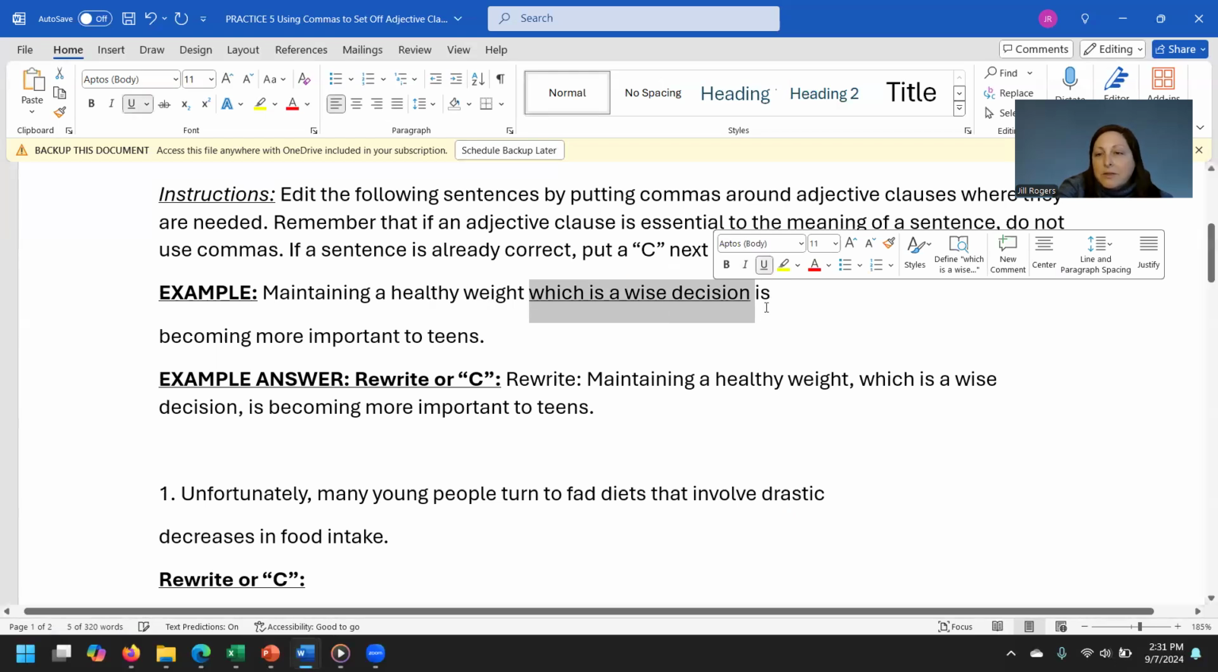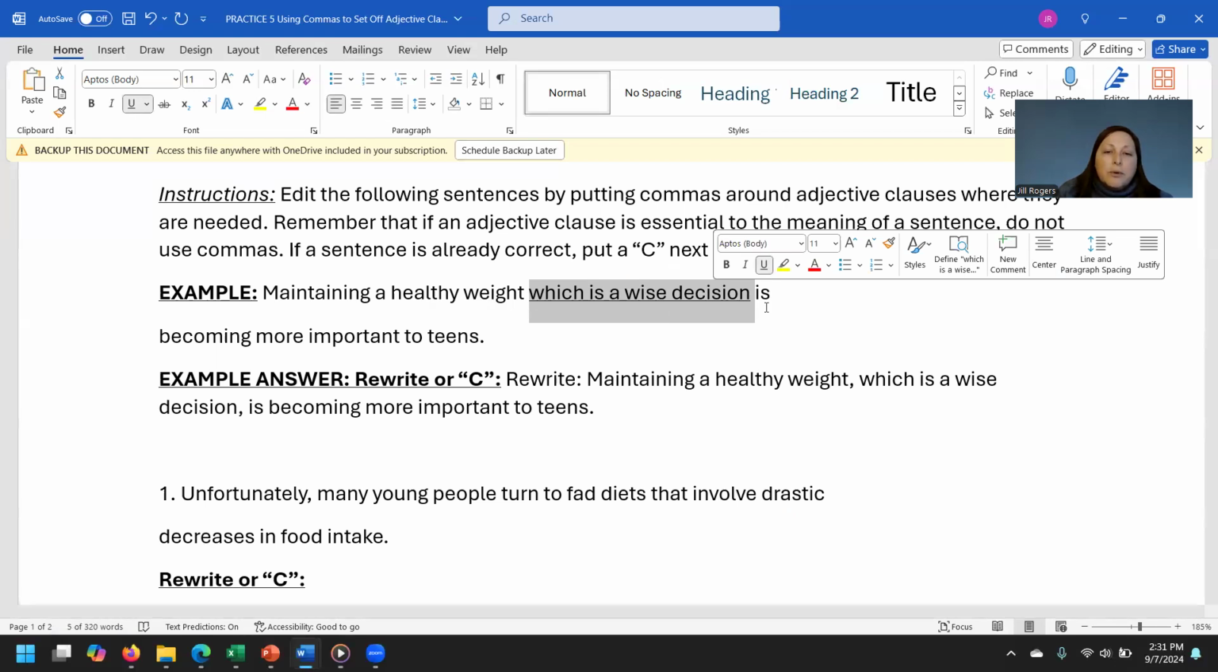So how do we know it ends? Because there's a verb usually after it, right? So maintaining a healthy weight is becoming more important to teens. Now that sentence makes sense. Which is a wise decision is just extra information, extra commentary. So we put commas around it. Okay.